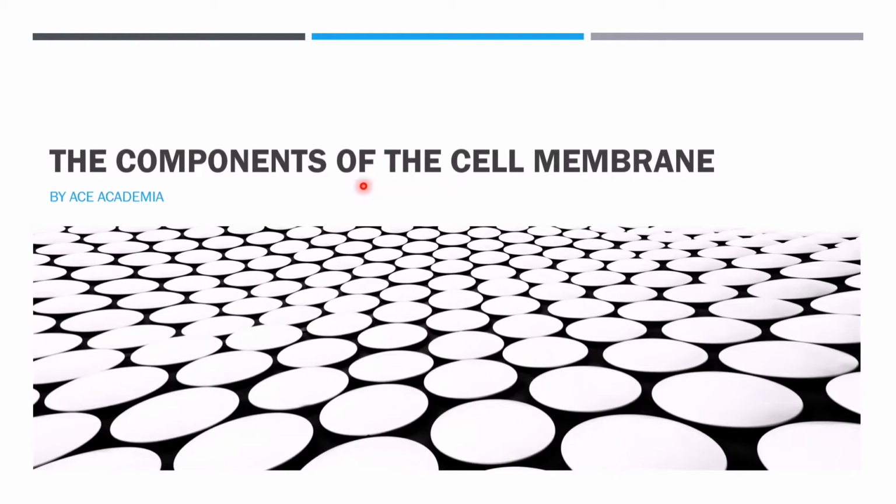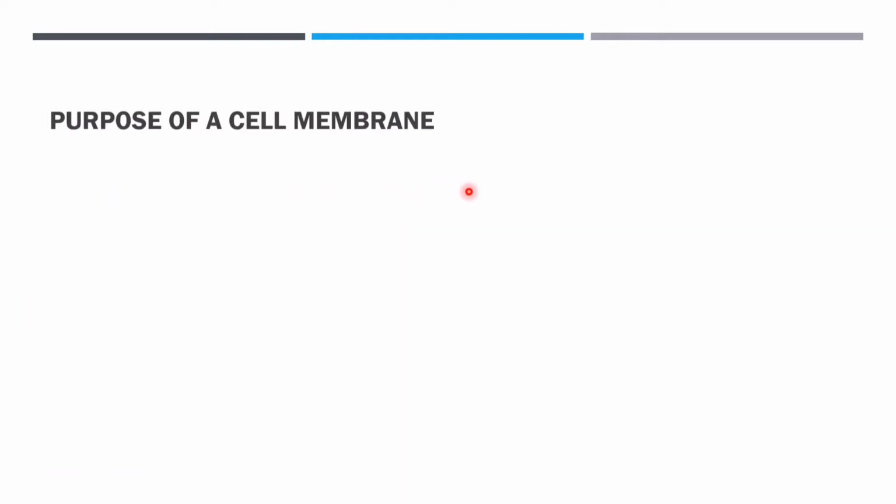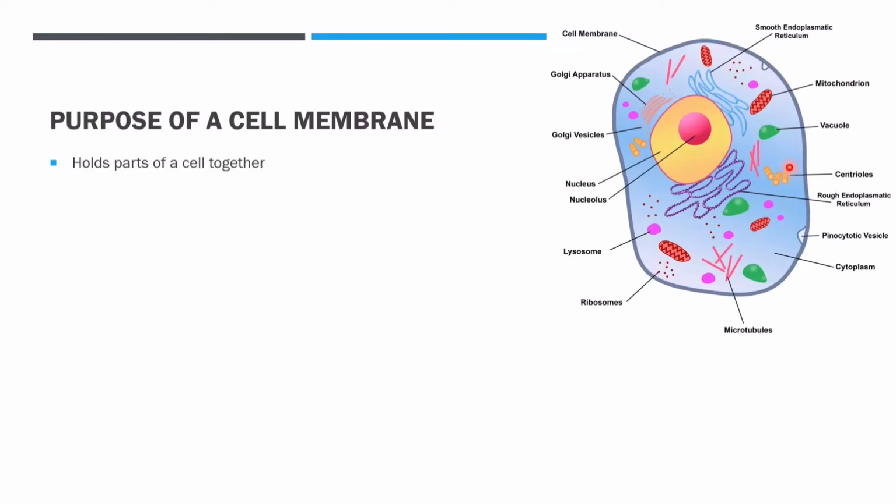Components of the cell membrane. So first, let's have a look at the purpose of a cell membrane. So first, it holds the parts of a cell together. So if this is our cell, all of the little organelles, the cytoplasm, everything inside the cell is held together by this cell membrane.